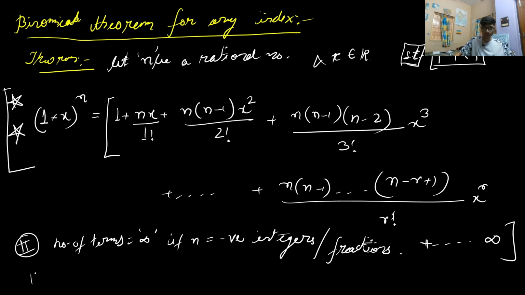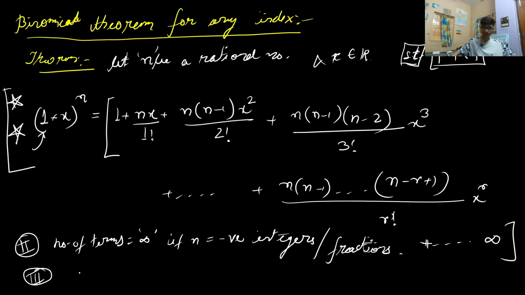And the third remark that I will talk about: in the expansion, the first term must be unity. If the first term is not unity, then the index of the binomial is either a negative integer or a fraction.